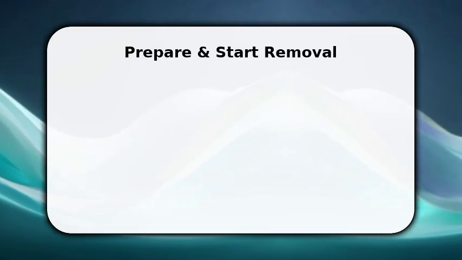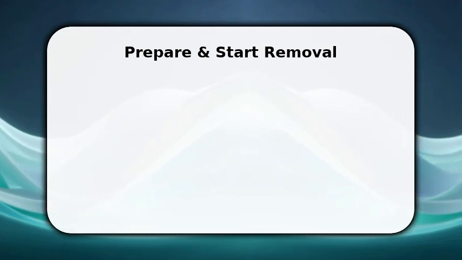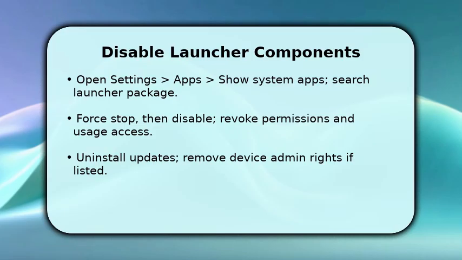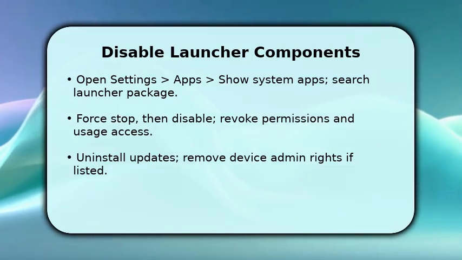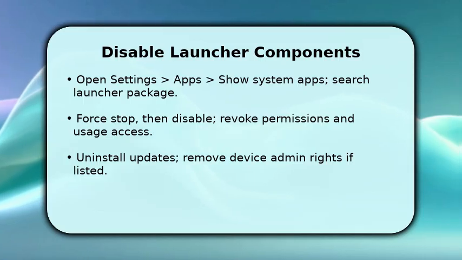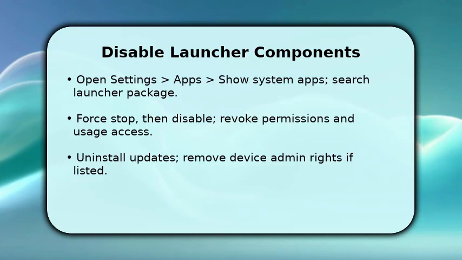Now open Settings and locate Apps to find the Find My Phone launcher for the first actionable step. You now dive into the app controls. Open Settings, Apps, and choose Show System Apps to reveal the launcher package. Once visible, force stop it immediately to stop background activity, then tap Disable to prevent relaunch.